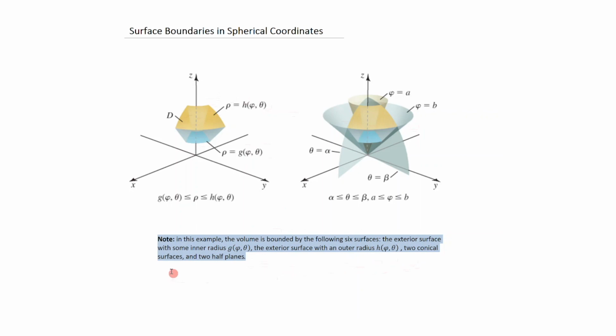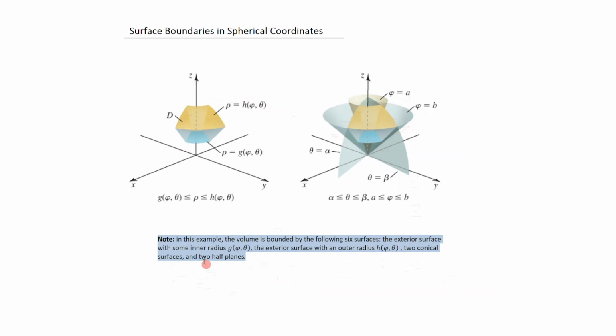All right, and 2 conical surfaces and 2 half planes. So here, for instance, you see one conical surface. That would be for angle phi equals a. And this is the other conical surface for phi equals b. So somewhere between these two cones is part of the region.